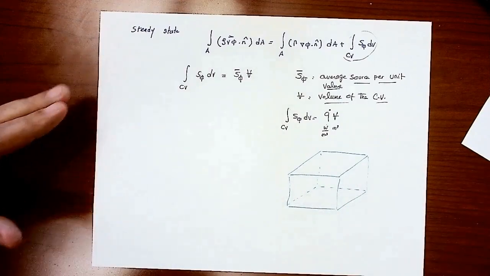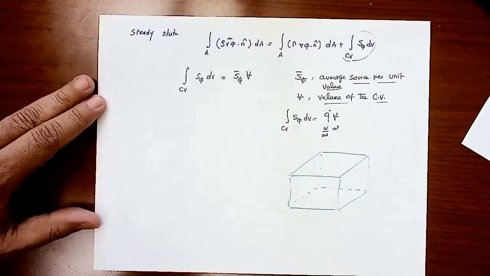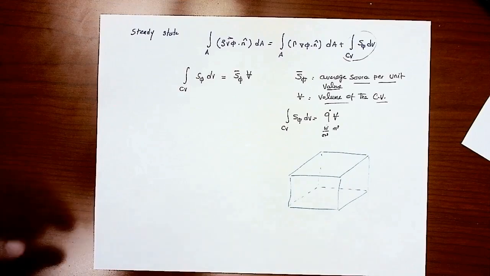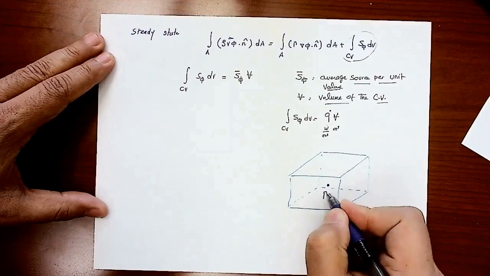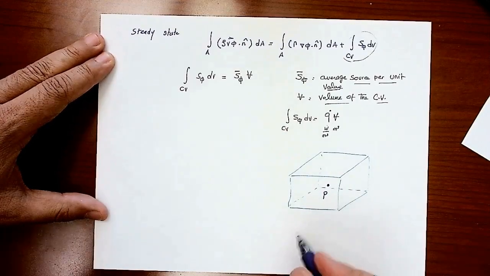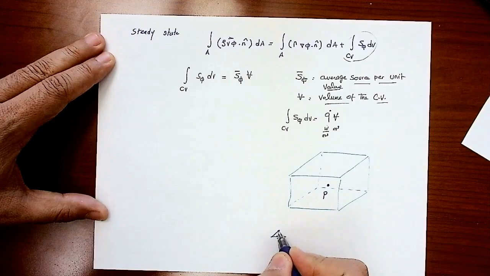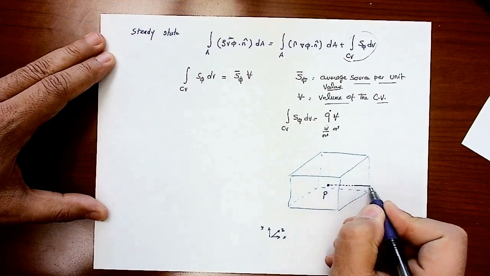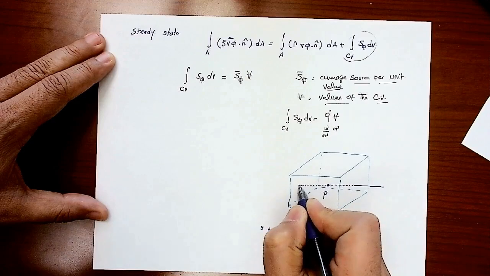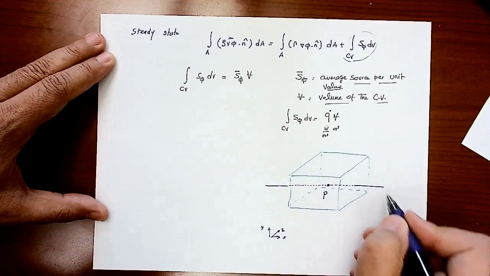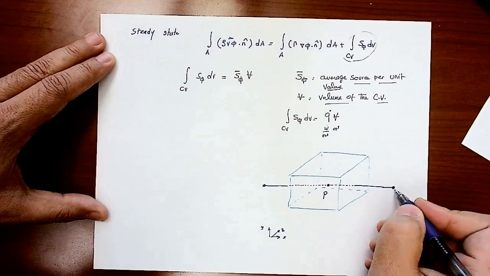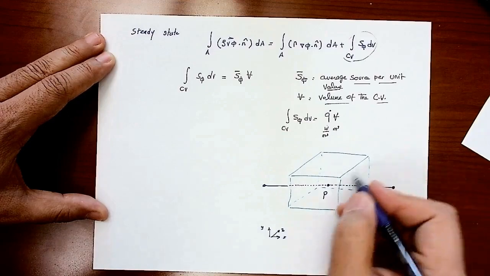Again, finite volume method does not deal with information except at the center of the cell. So we will have a point P located at the center of the cell. If I assume this is my X direction, this is my Z direction, this is my Y direction, I'm going to have neighboring cell centers. I'm not going to draw the element here. This is just the center point of the cell on the right side of it.